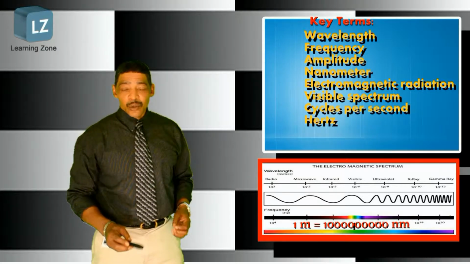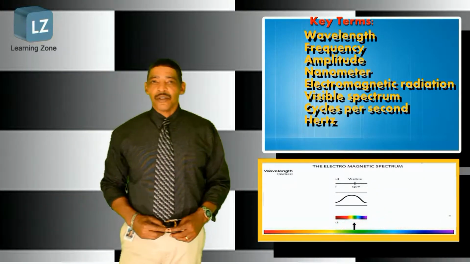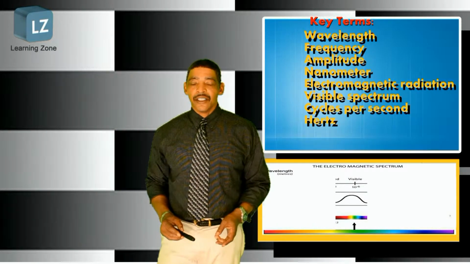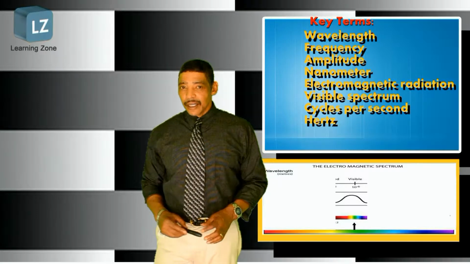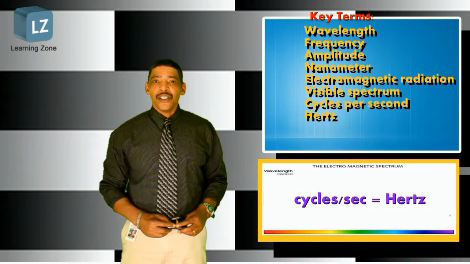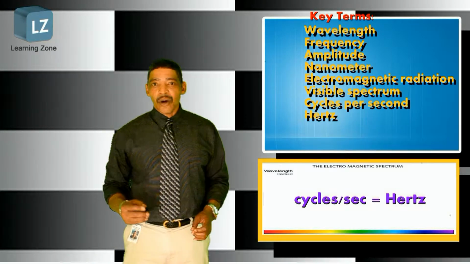Electromagnetic radiation, which is of course radiant energy. The visible spectrum is the portion of electromagnetic radiation that is detectable by the human eye. Cycles per second are the units used for frequency, and so are hertz.